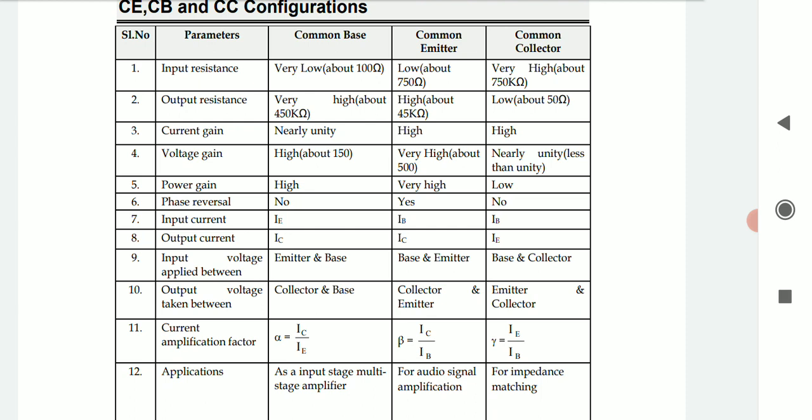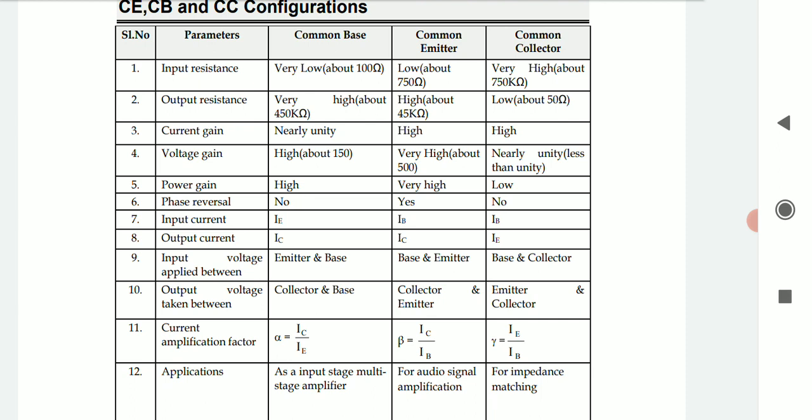Output resistance is very high in common base and very high in common emitter, because the output junction is a collector junction, whereas in common collector it is reverse. The base junction is used as the input and the emitter junction is used as the output junction, therefore the output resistance is low.